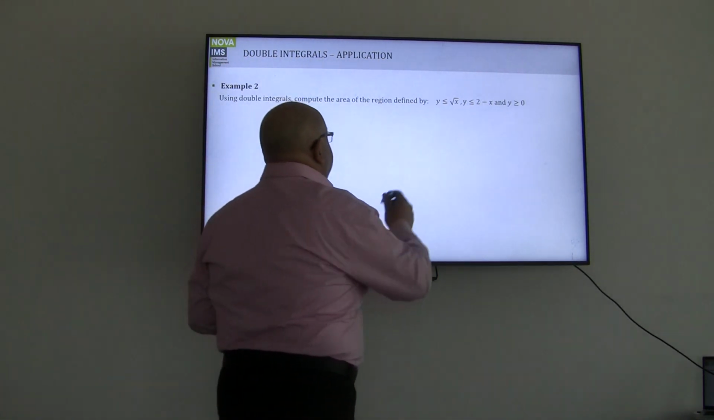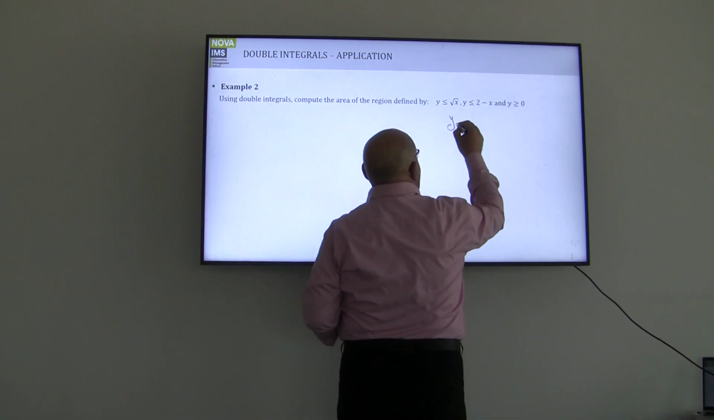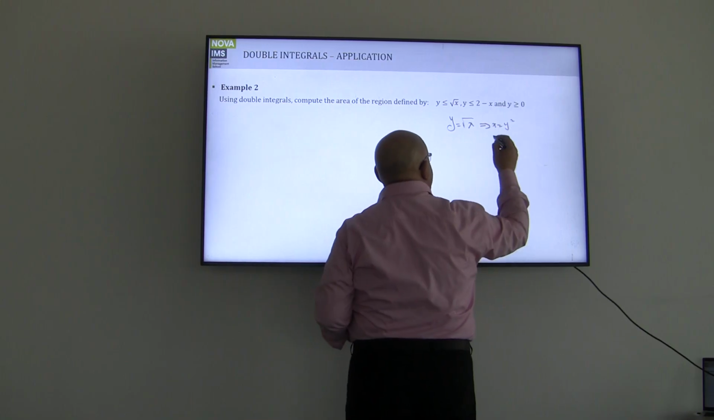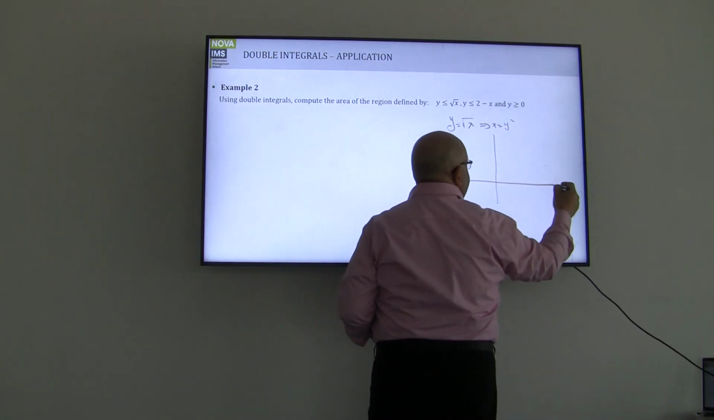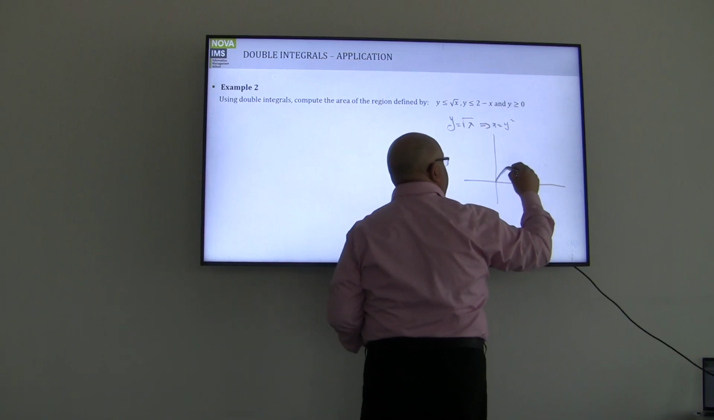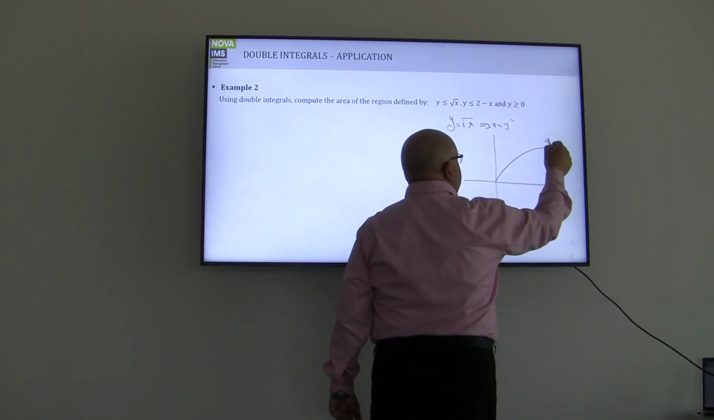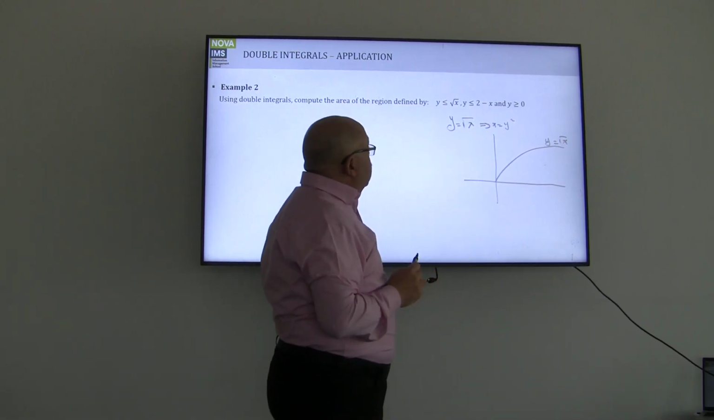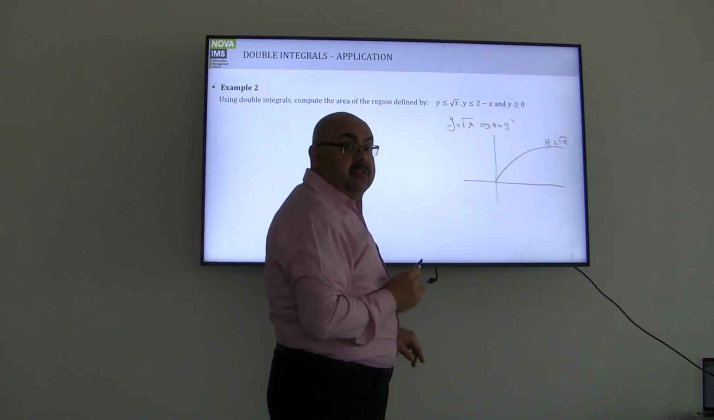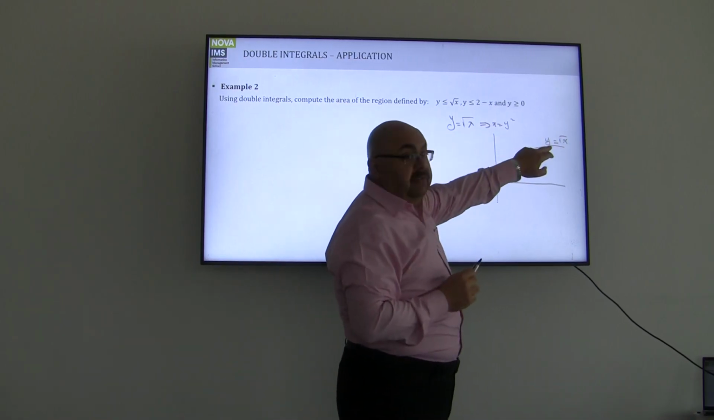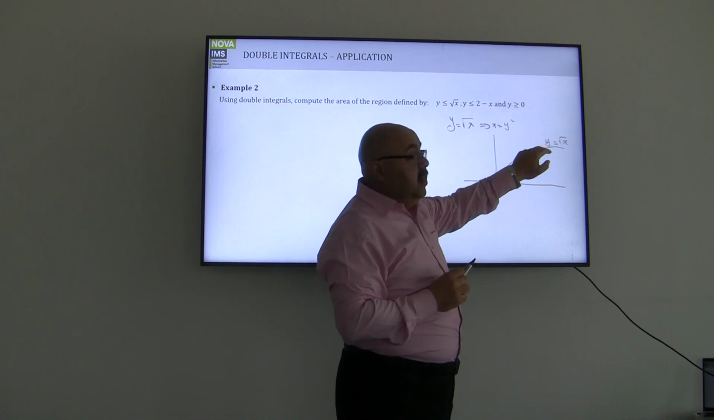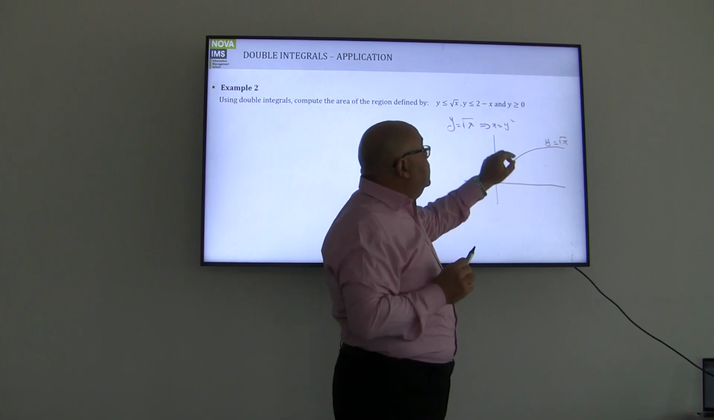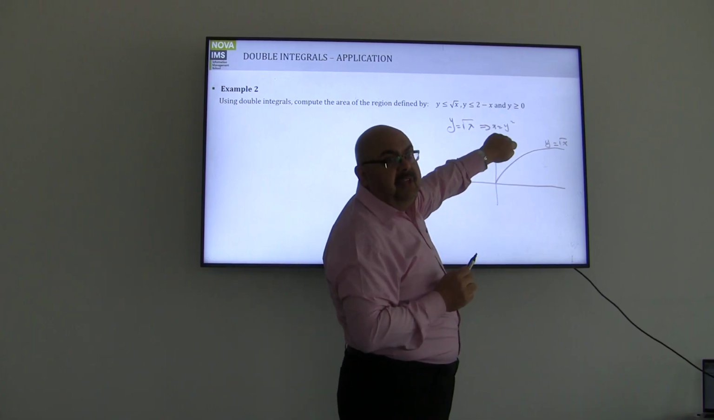So the first thing, it's going to be y equal to root of x, which leads to x is equal to y squared. So if you look at this parabola, it is symmetric about the x-axis. This is y equal to root of x. This is y equal to root of x. I'm interested in the part where y is less than root of x. In this region, this curve divides this plane into two parts. In this part, y is greater than root of x.